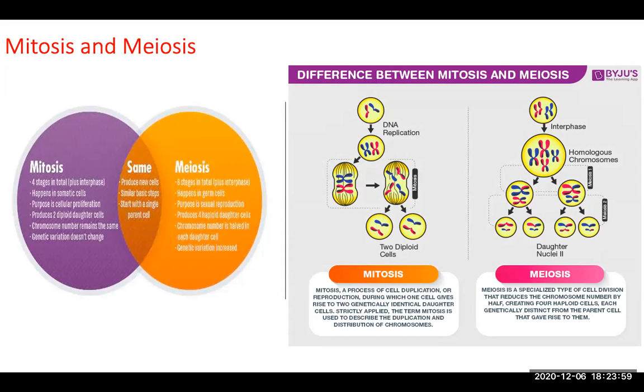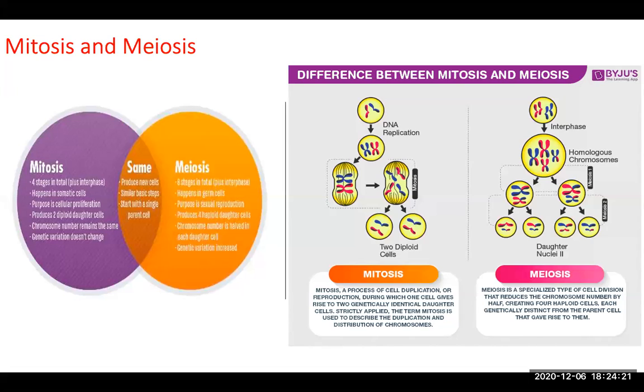This is the difference between mitosis and meiosis that we'll talk about briefly. Mitosis happens in 4 stages. It happens in somatic cells. The purpose is cellular proliferation, and it produces 2 identical daughter cells. The chromosome number remains the same and genetic variation doesn't change.